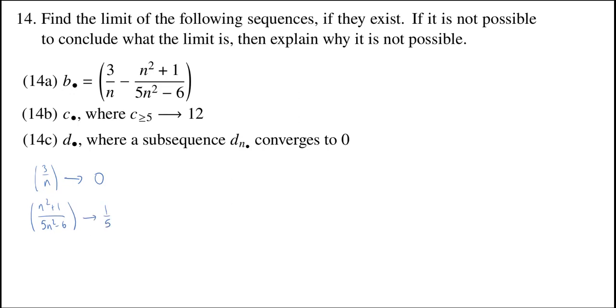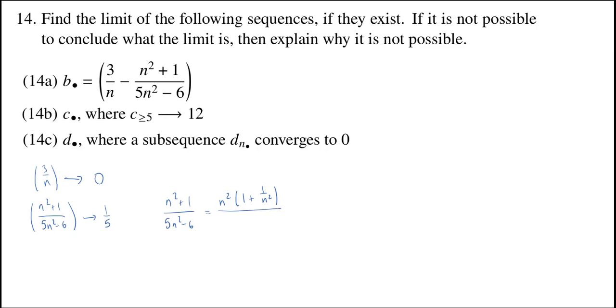Now, if you don't see why that's true, we can break down the algebra a little bit. So let me take n squared plus 1 over 5n squared minus 6, and let me factor n squared out of everything I see. So I have n squared times 1 plus 1 over n squared. Distribute back, and you see I get the same thing. n squared times 1 is n squared, times 1 over n squared is 1.